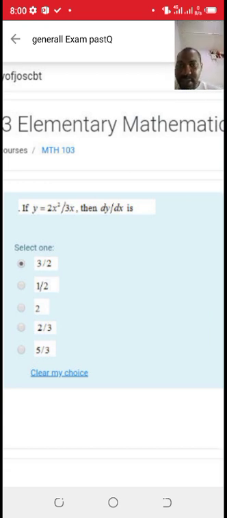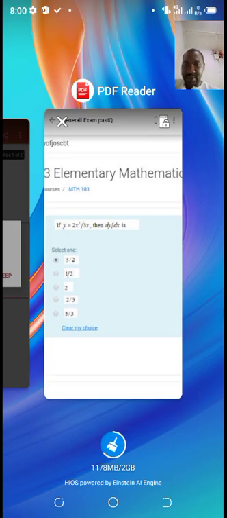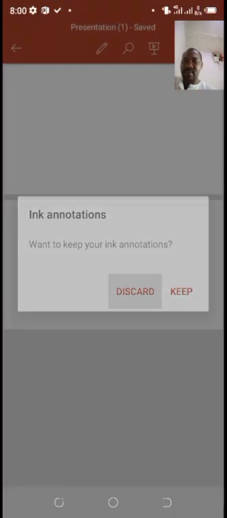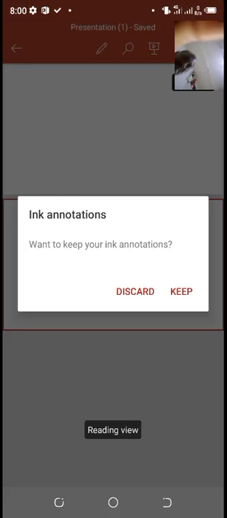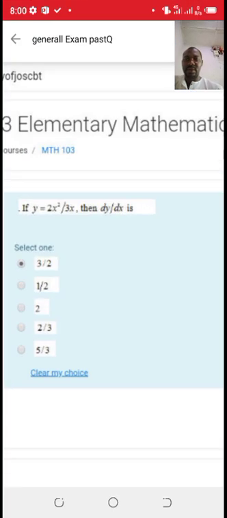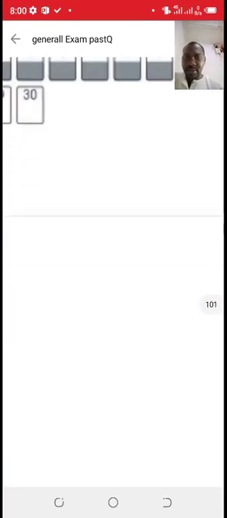Okay, that is actually 2x squared over 3x, so let's correct that. When we say 2x squared over 3x, x cancels x, so we are left with 2x over 3, which when we differentiate, you just get 2 over 3. This is so simple. Okay, so let's see our next question here.